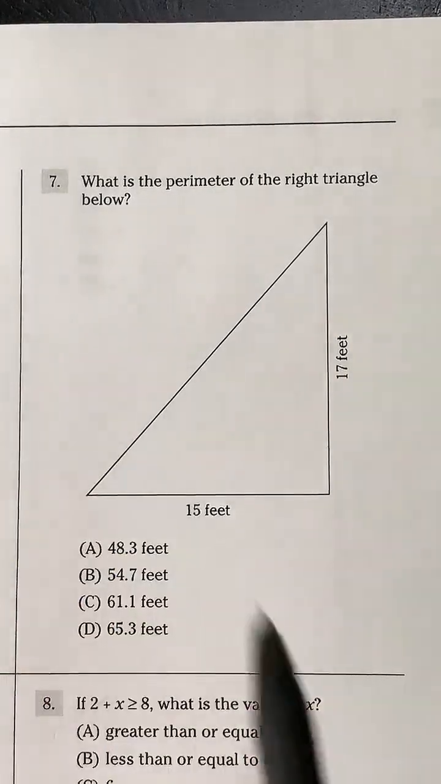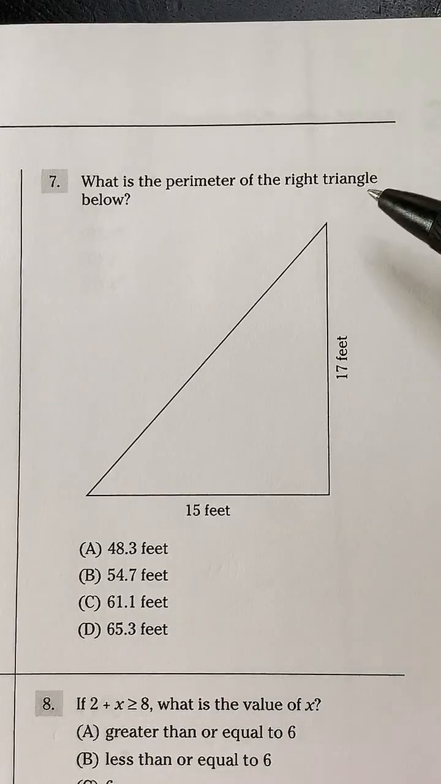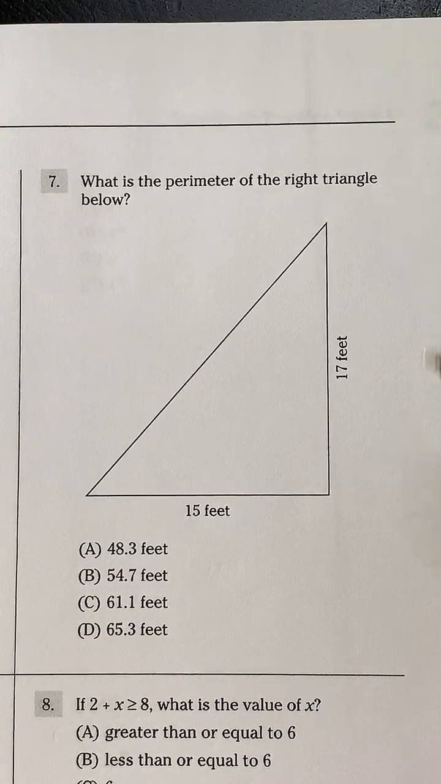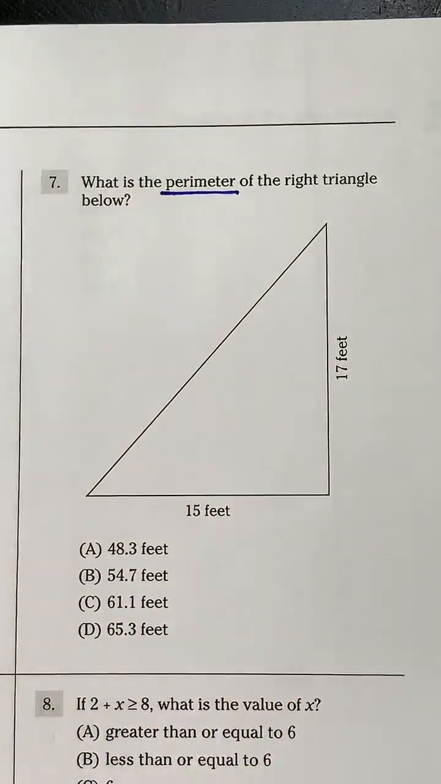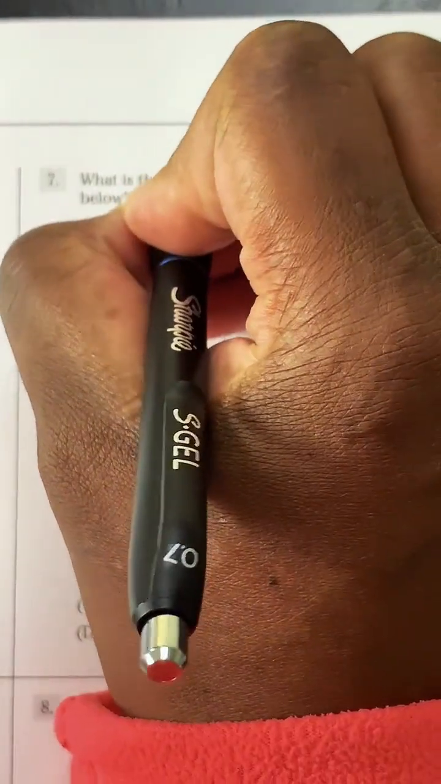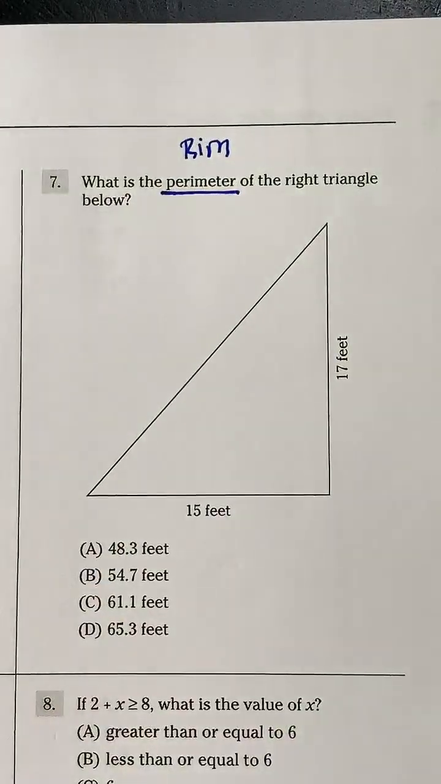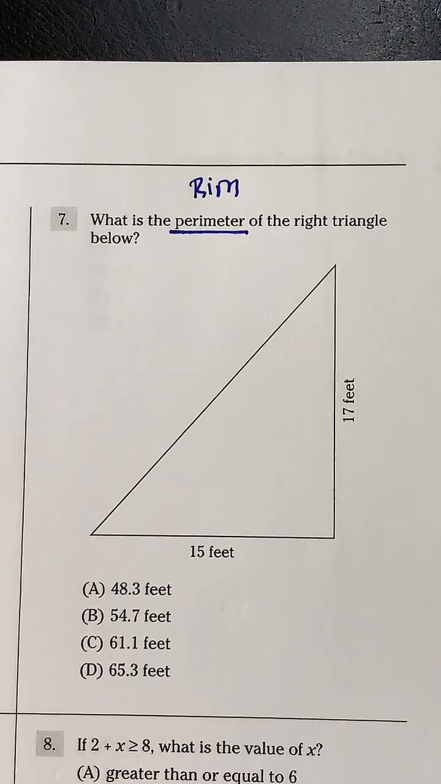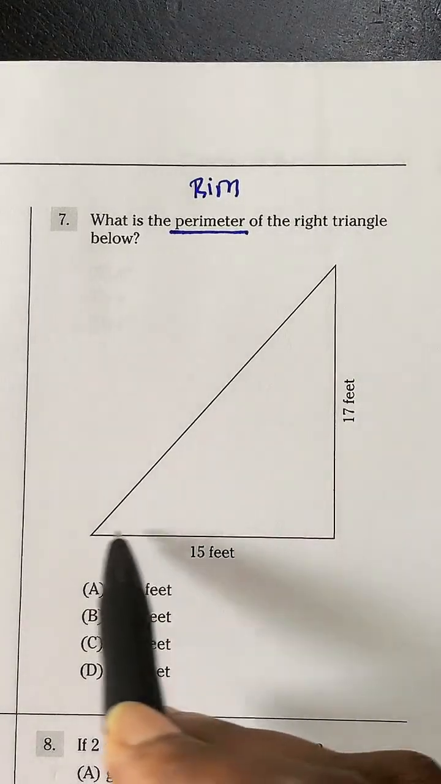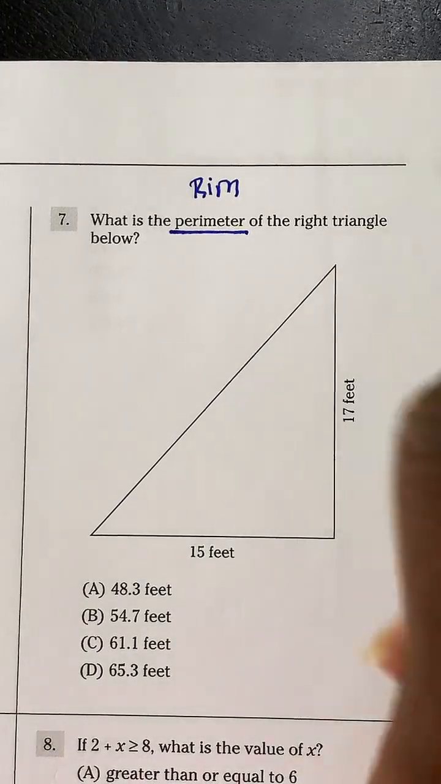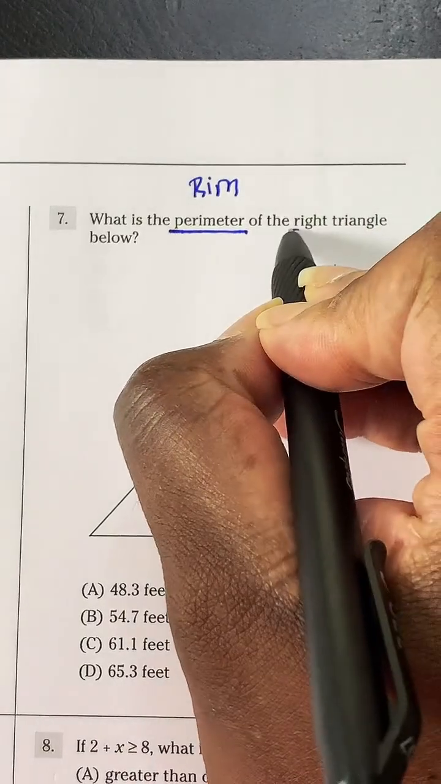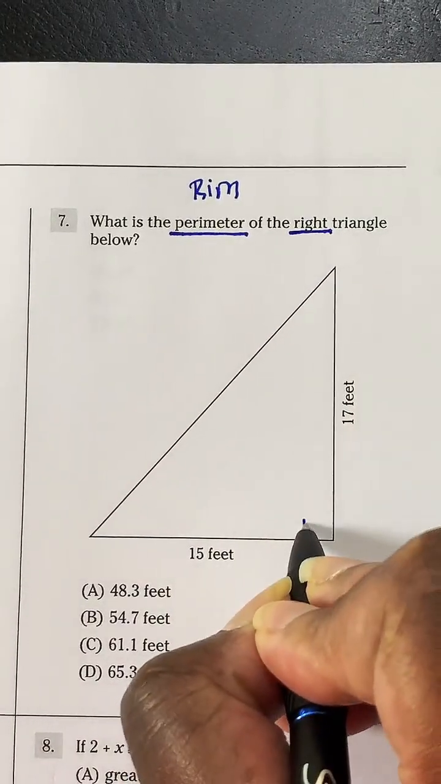Now, for number 7, what is the perimeter of the right triangle below? We're looking for perimeter. Anytime they say find the perimeter, we're adding up all 3 sides. They're telling us that we need to find the perimeter of a right triangle.